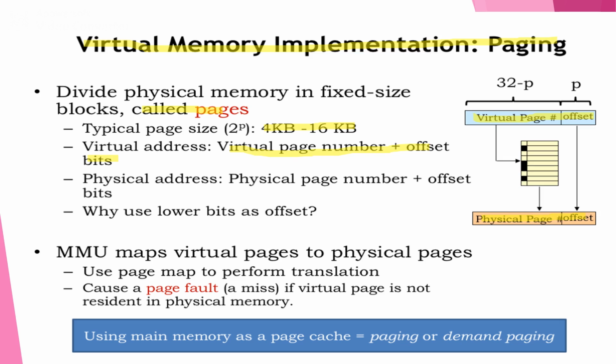We have a single controller called the MMU, and this MMU maps virtual pages to the physical pages. Using the page map to perform translation causes a page fault if the virtual page does not reside in the physical memory. In such cases, the respective pages need to be brought from the secondary storage into the main memory. Using main memory as a page cache, we can perform paging or demand paging.